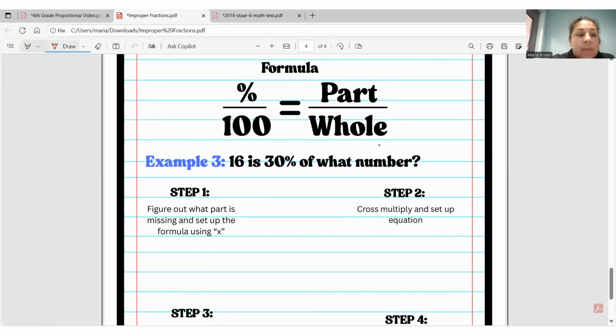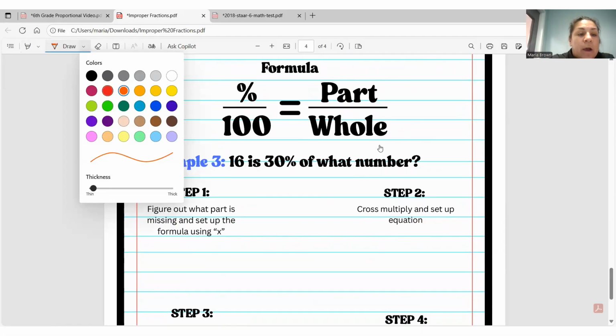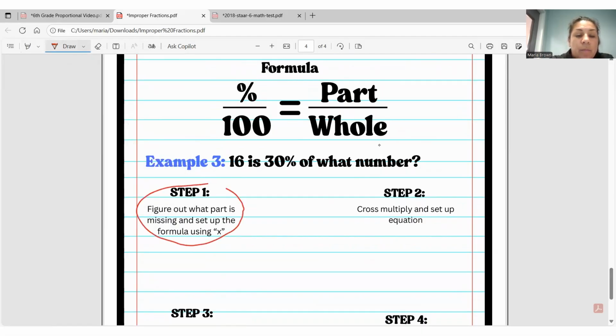We're starting out with step 1, where we need to find what we are looking for. We're going to set up our formula. We're looking for x. Okay, but where do we put x? So here we go. 16 is 30% of what number?